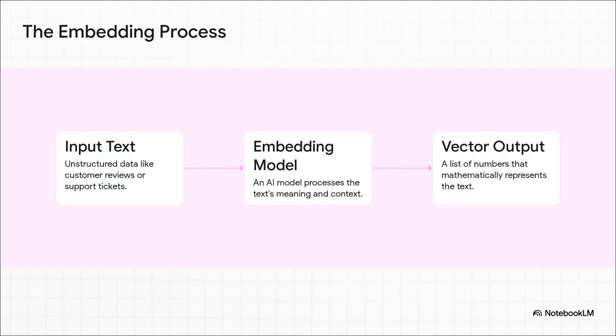And the process itself is actually pretty straightforward. You take your text, you feed it into an AI model, an embedding model, and what you get on the other side is that vector. It's just a long list of numbers that now mathematically represents the essence of that original text.